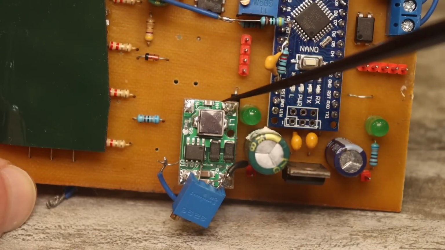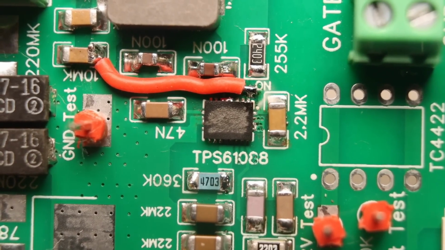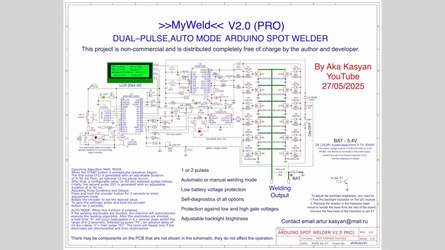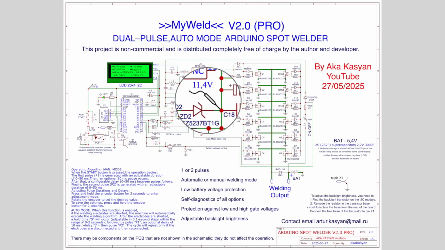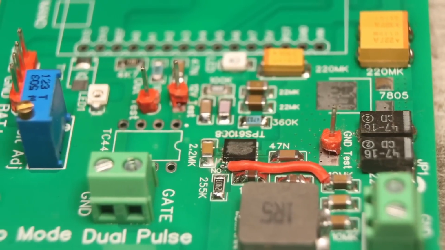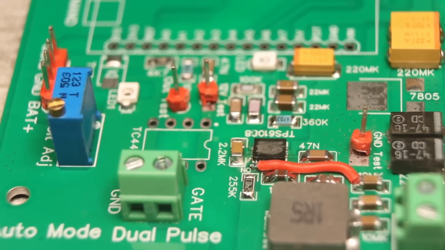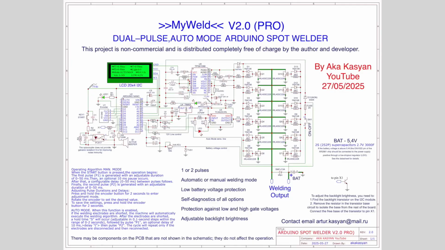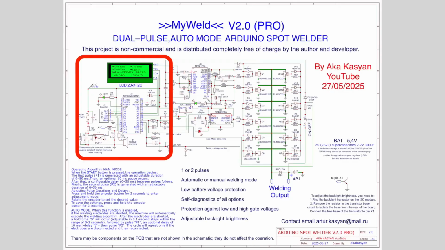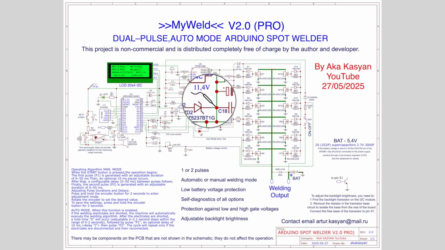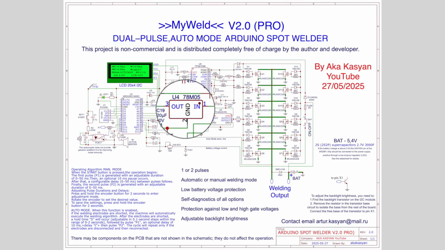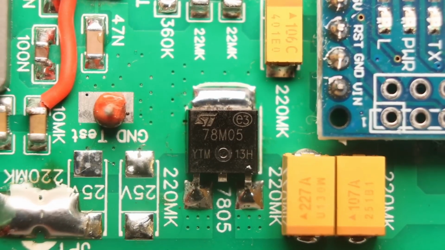For the pro version, a different converter is used, more powerful and highly efficient, based on the TPS61088 chip. In this case, the output voltage of the converter is not 15 volts like the first one, but a bit lower, 12 volts. This limitation is due to the TPS61088 chip itself. The power supply for the control system, Arduino and so on, is taken from the 15-volt line and stepped down to 5 volts using a linear regulator. The latter does not require a heat sink.